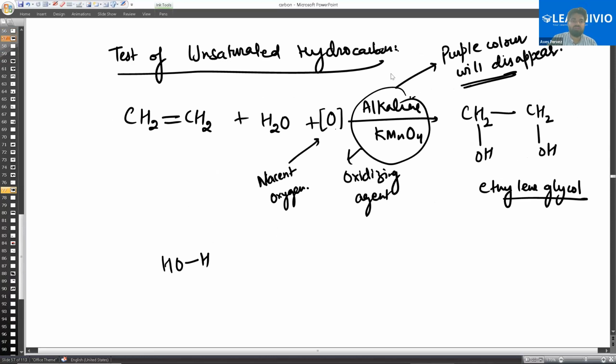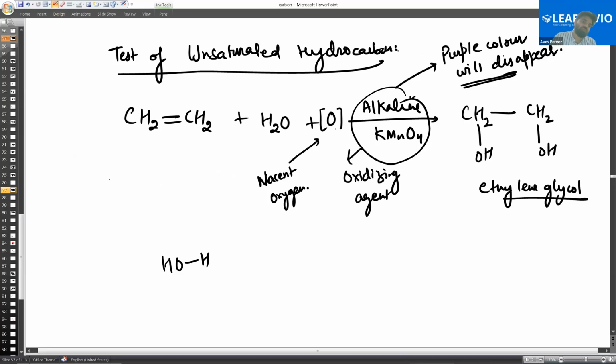Just note it down that when we test for unsaturated hydrocarbons, we add the unsaturated hydrocarbon in the presence of water plus alkaline KMnO4, which is a strong oxidizing agent. Then the purple color of alkaline KMnO4 changes, and it forms ethylene glycol. And the purple color will disappear. Note it down.